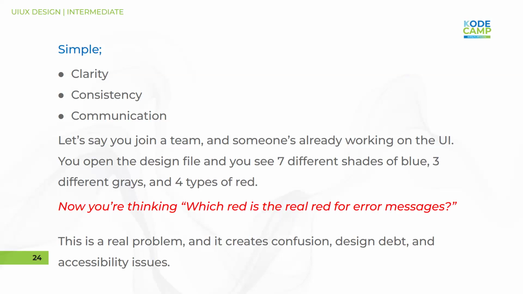So this is a real problem, and it creates confusion, design debt, and also accessibility issues. So when you have started a design, the first thing you should do is document your colors. That's me personally, I take pleasure in doing what I call design system. I can spend 2 days in design system just to make sure that everything I need for the design is there. Well, it is possible that we can't get everything, but at the same time, we'll keep on updating the design system. All right.